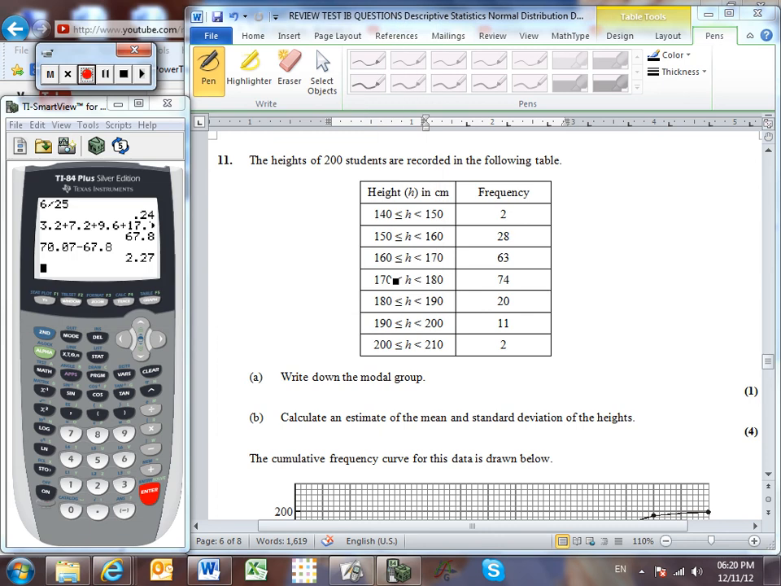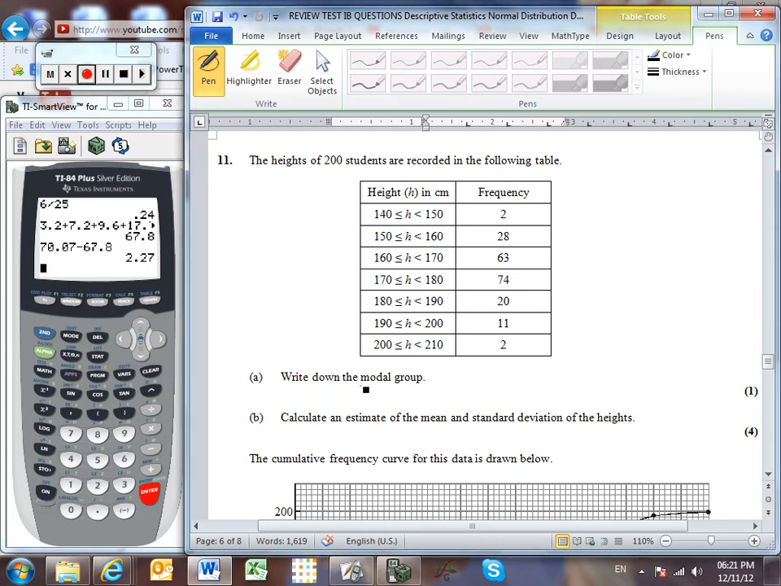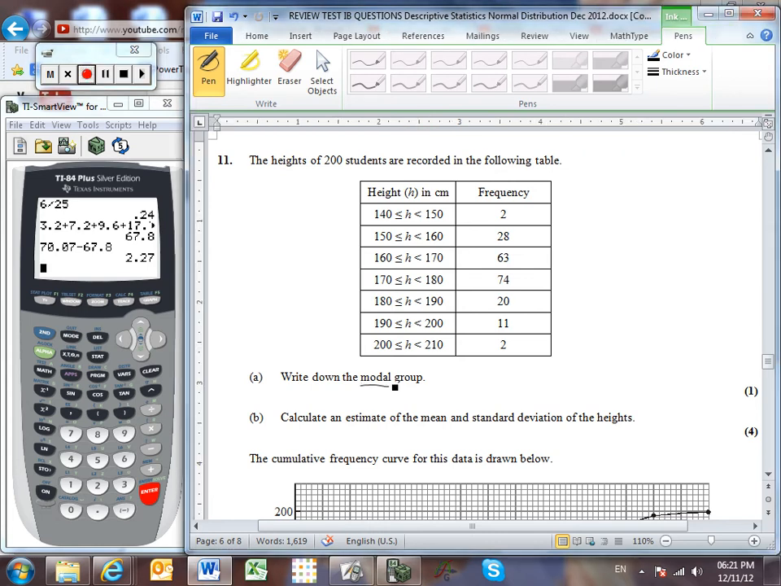Okay, we've got 5 more problems to go, starting with number 11. So we've got the heights of 200 students that have been recorded there. We need to begin by writing down the modal group. Remember that the modal group is the one that occurs the most frequently, and the highest frequency is 74.